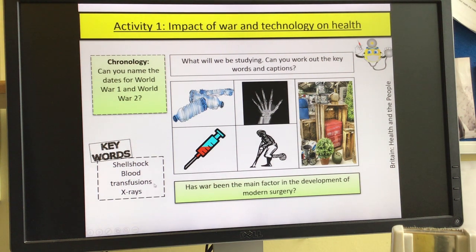Blood transfusions is what it says on the tin. It's transfusing and giving other people blood to ensure that they don't lose too much blood when they're injured. Again, knowing the blood type is important here.